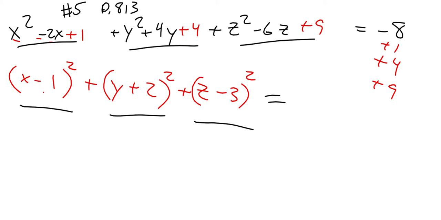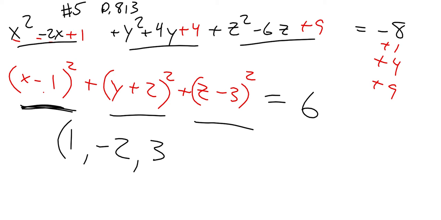Okay, I've got to add up what I have on the other side. 9, 4, 13, 14, minus 8 is 6. Okay, so here's our center. What would I put in for x to make this first thing 0? It'd be a positive 1, or just change the sign. So -2 and 3. Remember, that's what we did in chapter 10.